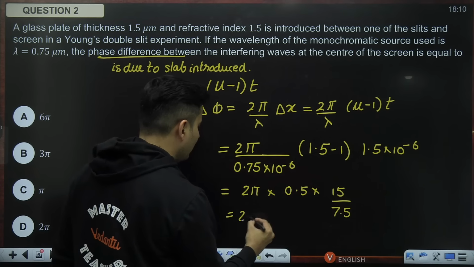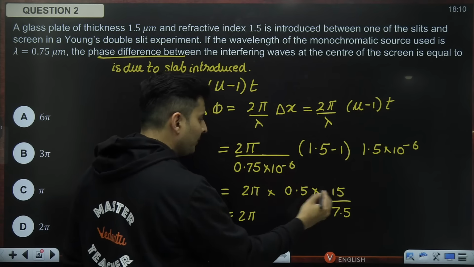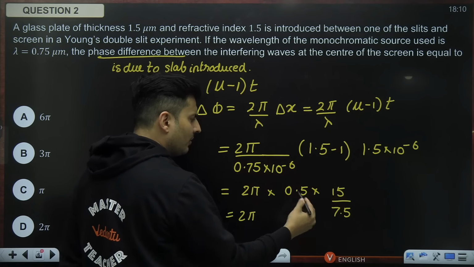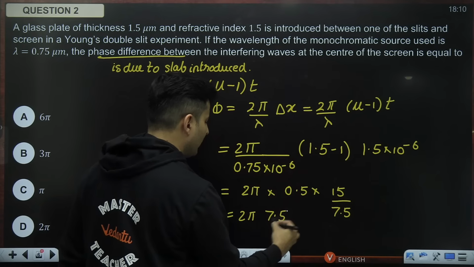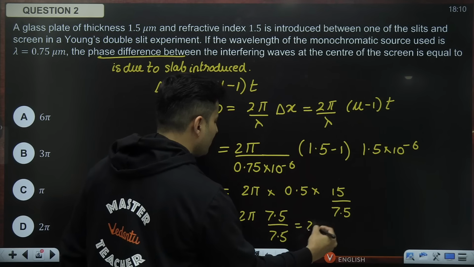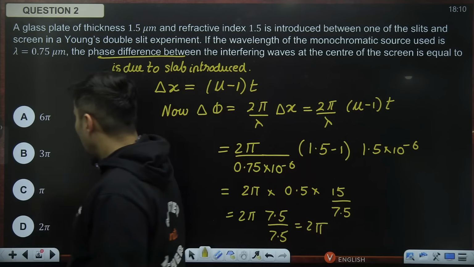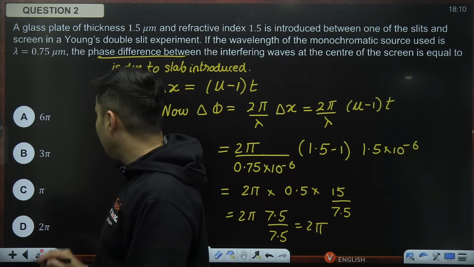If you see again, this will become 2 pi. If you shift the decimal, or no need to shift, 15 into 5 is 75. So this will become 7.5 divided by 7.5, which is nothing but 2 pi radian. So 2 pi radian is basically option D, guys.